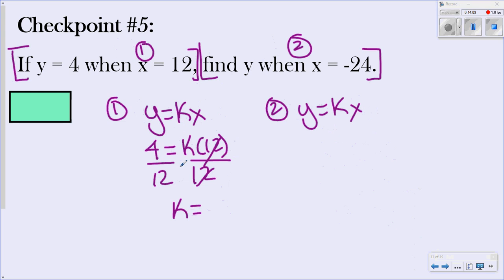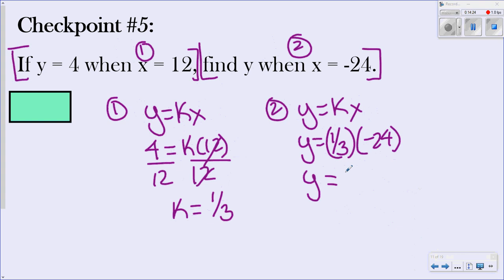First, that you can leave as 4 over 12, or you can reduce that, so that'll be 1 over 3. Then you plug it back in, we're finding y. And we'll have the x as negative 24. So you multiply that, that gives us negative 8. And we found our y.